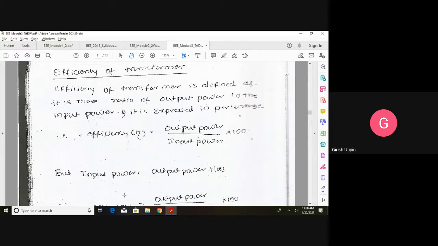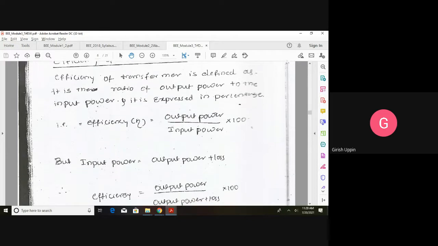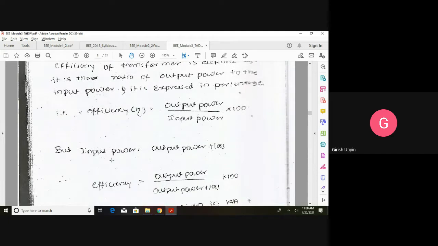Efficiency means how much output I get for the given input. That is the efficiency of any machine. And what is the input power? What happens to the input power? First thing is we get certain thing as output power and certain thing will go as a loss. Therefore, input power is equal to output power plus loss.